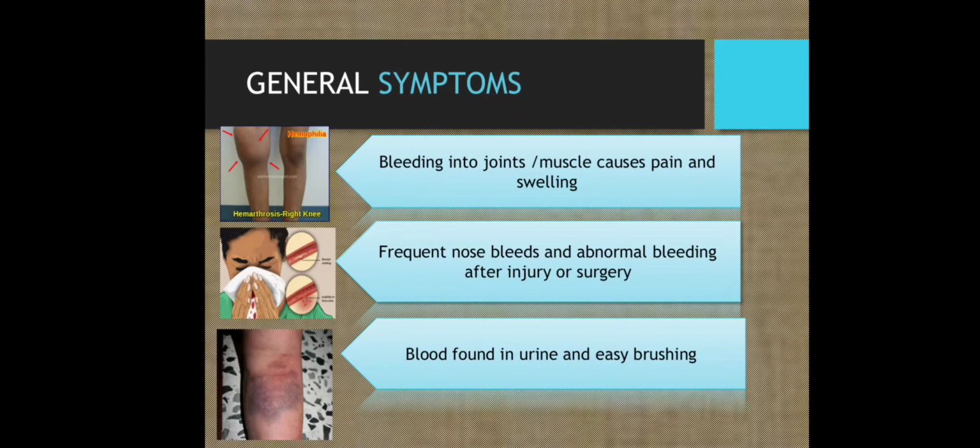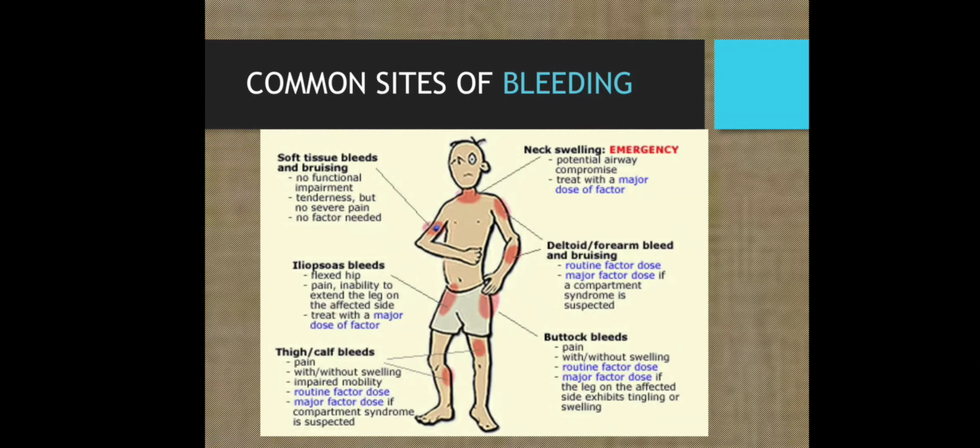So these are the general symptoms of hemophilia, like bleeding into joints, swelling, frequent nosebleeds, abnormal bleeding after injury, and blood found in urine. This image represents the common sites of bleeding.